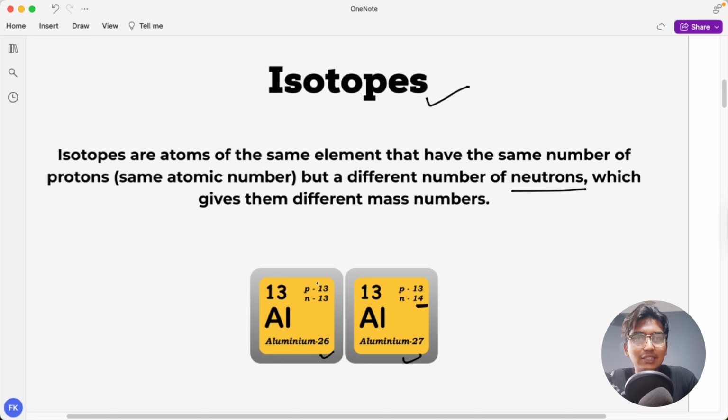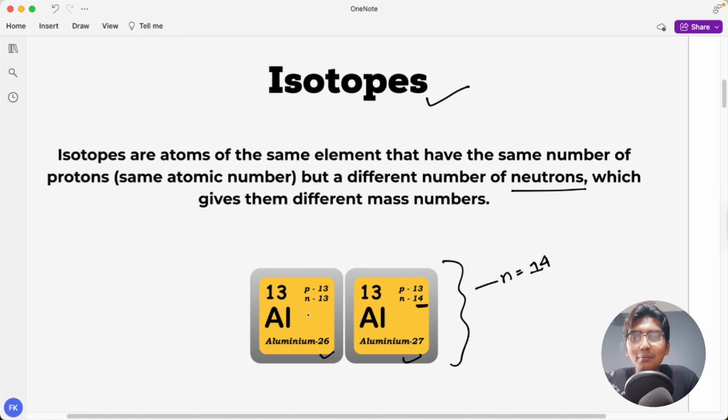Aluminium 26 has a proton number of 13, neutron number of 13. However, when you look at aluminium 27, it has a neutron number of 14, right? So it increases the mass number. How come it increases the mass number?